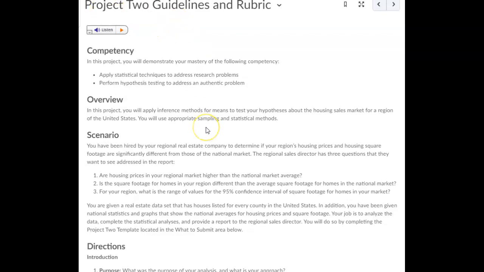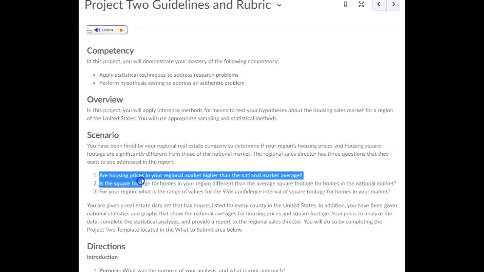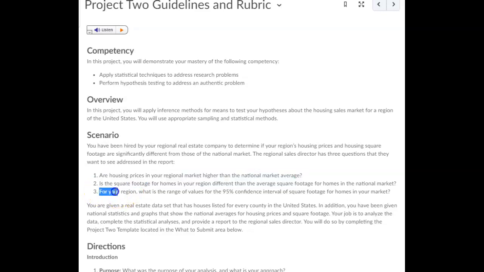In this project, we'll be doing 2 hypothesis tests and 1 confidence interval. And we'll be comparing one specific region to the national market for housing sales. And these are the 3 questions we're going to be answering. The first 2 we're going to take care of with those hypothesis tests. And then the third one is a confidence interval.